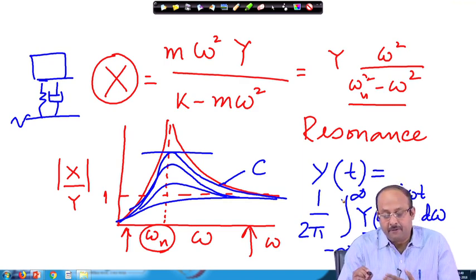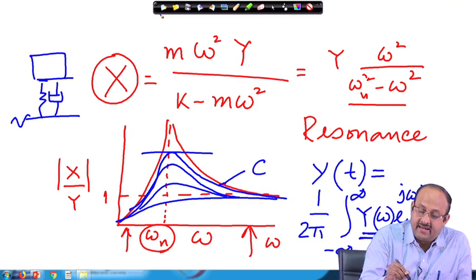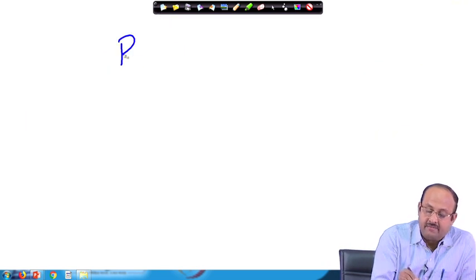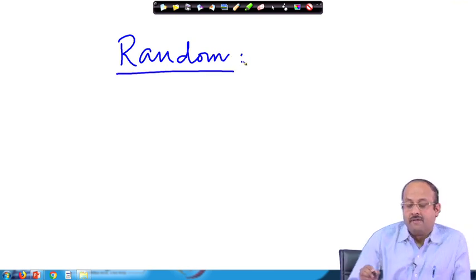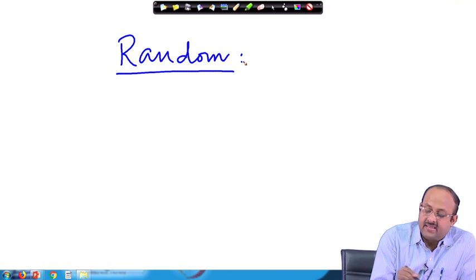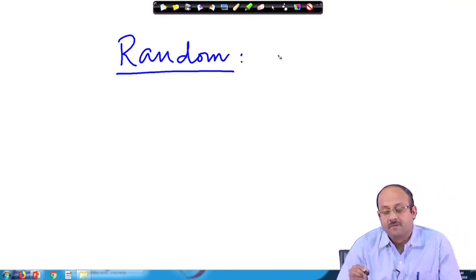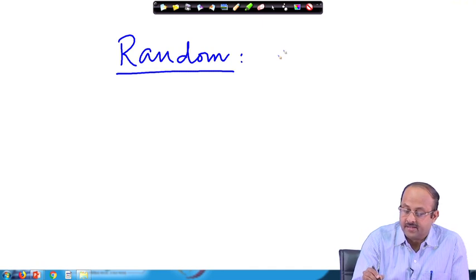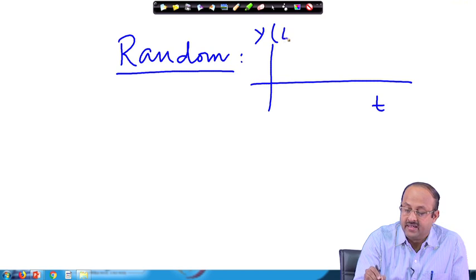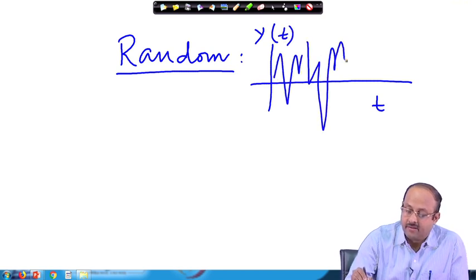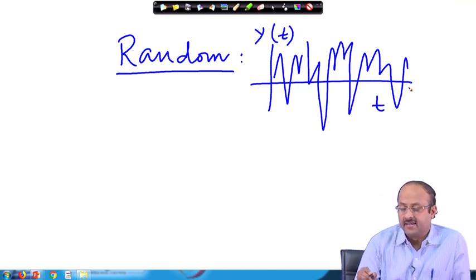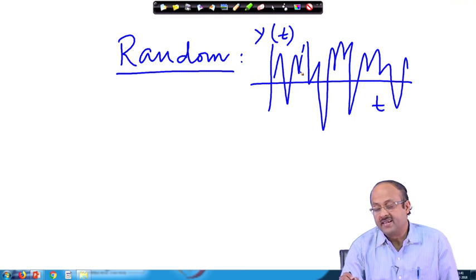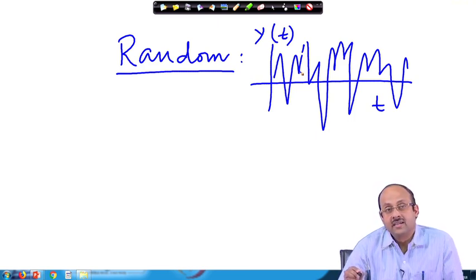But a different situation happens when we have a random loading. That is, if we have the random signal, then this consideration does not work, because the Fourier transformation of the random signal does not exist. So, in this case, we are considering a signal y(t), which is completely random, and we do not know how it varies, but there is a technique of extracting certain continuous functions out of this random signal.